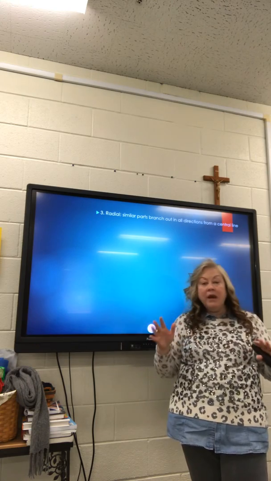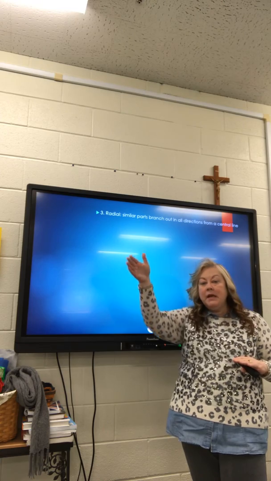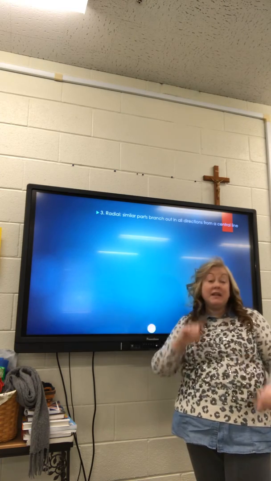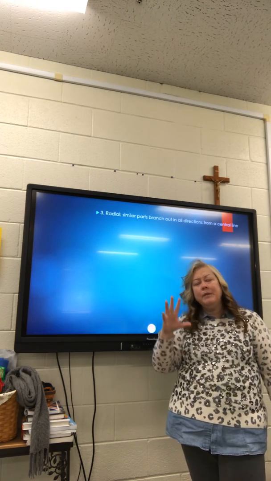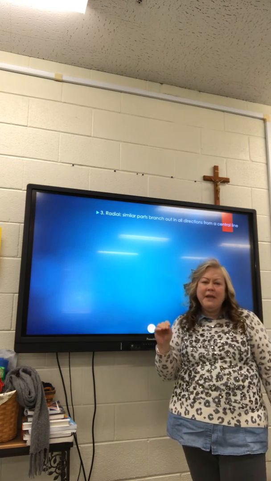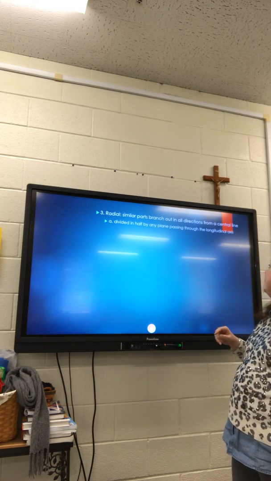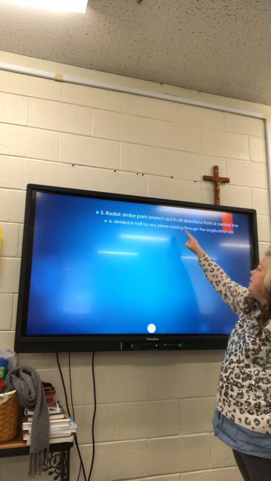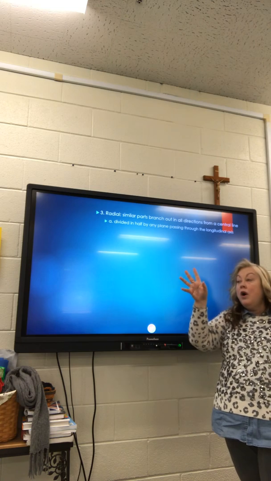The book says that radial symmetry can be defined as being able to divide an organism in half by any plane passing through its longitudinal axis. When you think about this, you're probably just a little bit confused as to what that means, so let's go ahead and look at some examples of radial symmetry. It's similar body parts branching out in all directions. When I think of this, I think of sea anemones.